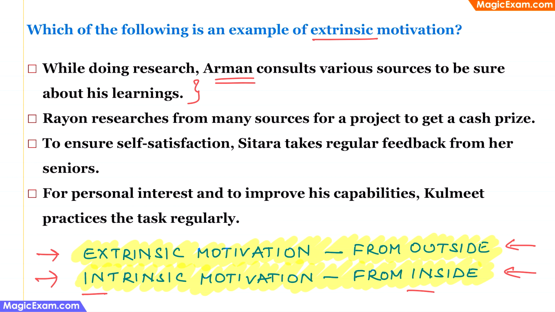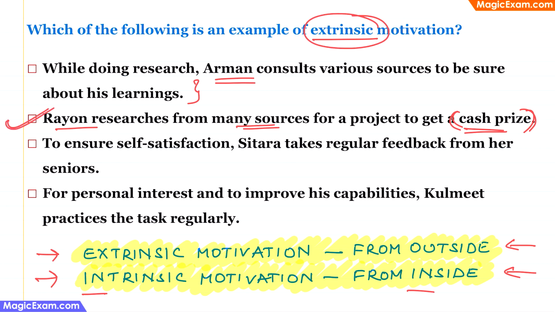Next, Rohan researches from various sources for a project to get a cash prize. Now, Rohan is researching from many sources just because he wants to get a cash prize. So, cash prize is external. This is not because of his own self-satisfaction. This is because of the cash prize. Therefore, this is an example of extrinsic or external motivation.